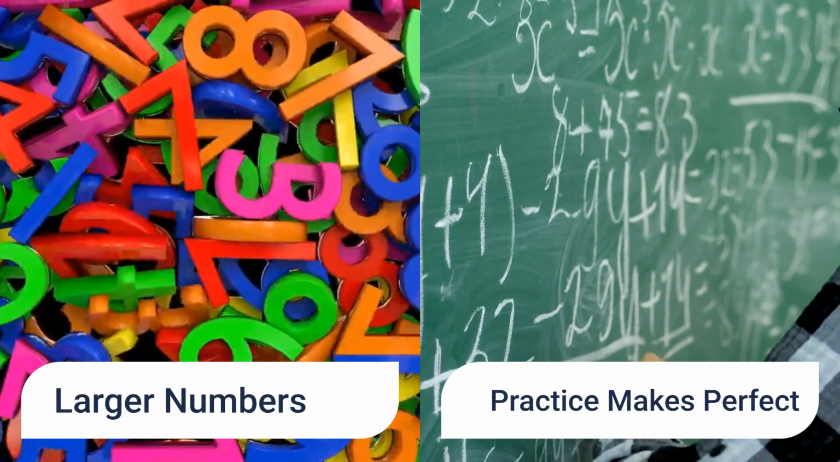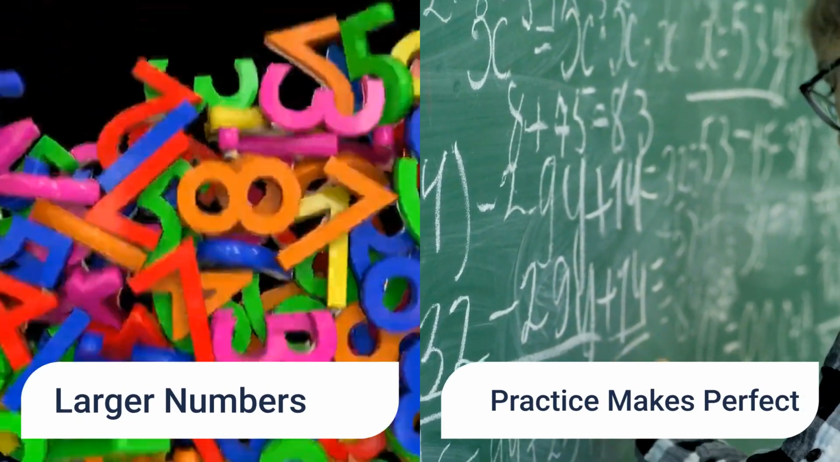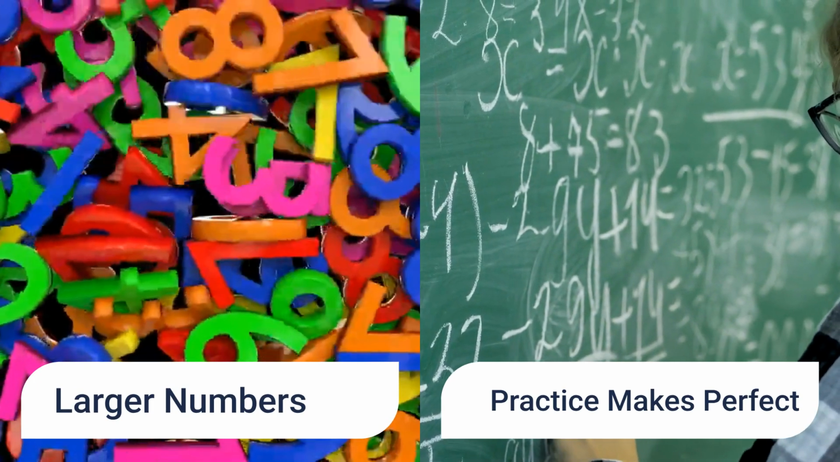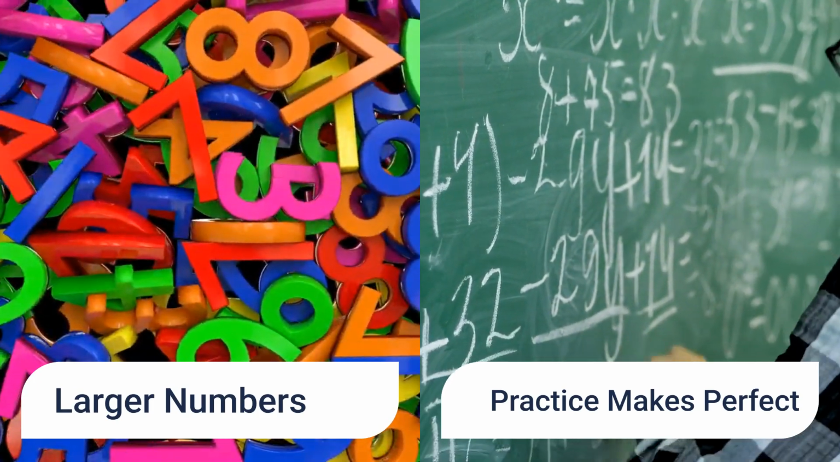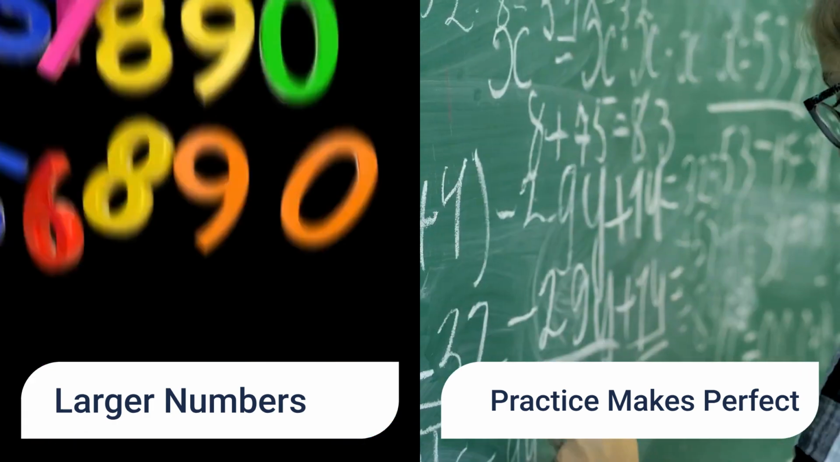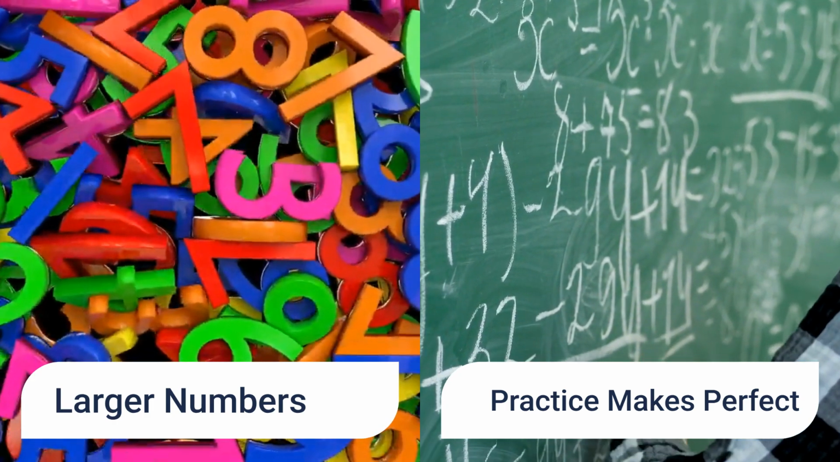The pattern continues. Each place to the left is 10 times greater than the place to its right. This system allows us to represent infinitely large numbers using just 10 digits, 0 through 9.